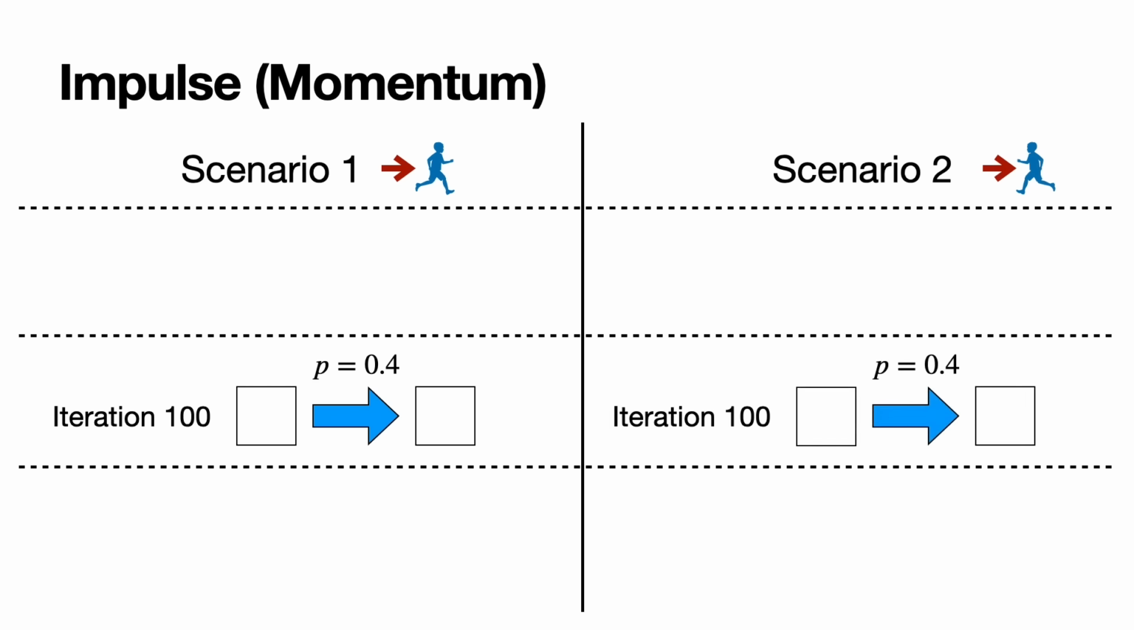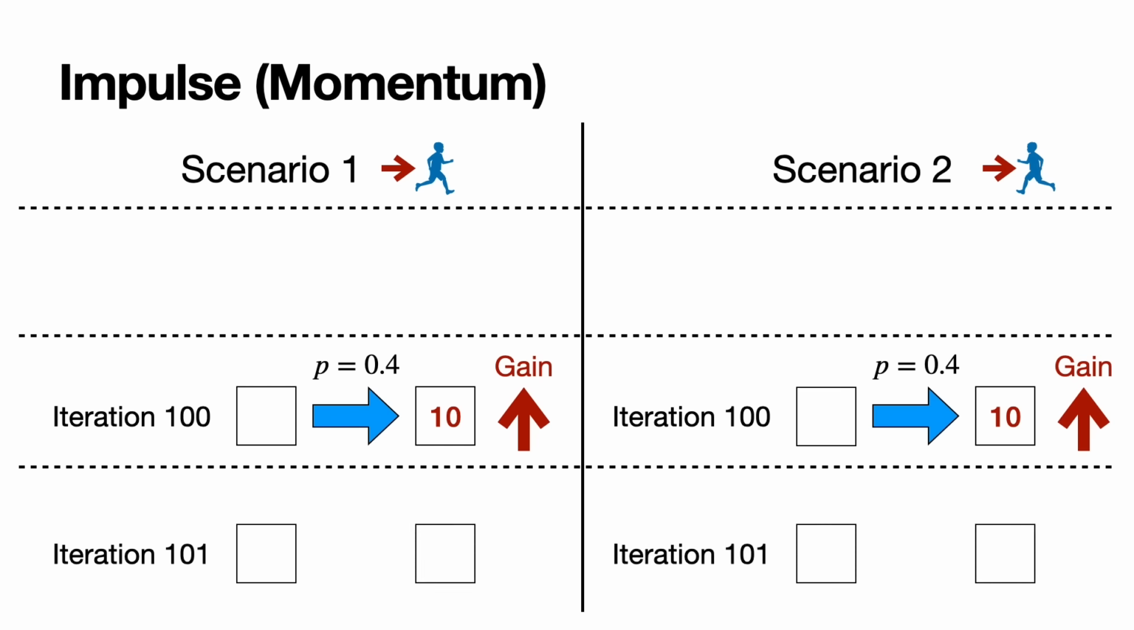Now let's say that we find a gain of 10. This means that the neural network underestimated the value of this state by a value of 10, and that also happens in the scenario on the right. So clearly we have to increase this probability. This is a pretty good state. Therefore we want to increase that p equals 0.4. In iteration 101, the probability is going to be much higher than 0.4. However, how high is it going to be? Well, that depends on the impulse that this probability is carrying.